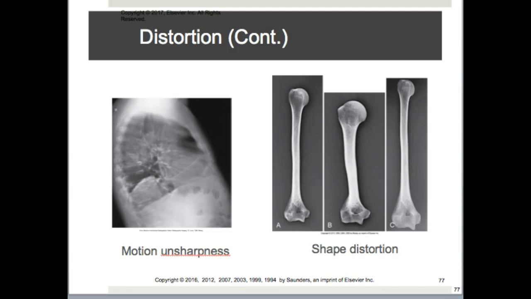So if we look here, we have motion unsharpness, so you can see that the patient's breathing, so that's not good. And then we look at our shape distortion. So A, this is normal. This is foreshortened due to the misrepresentation of the part to the image receptor or the beam alignment. Where this is elongated, so this is the same thing, misrepresentation of the true size and shape.